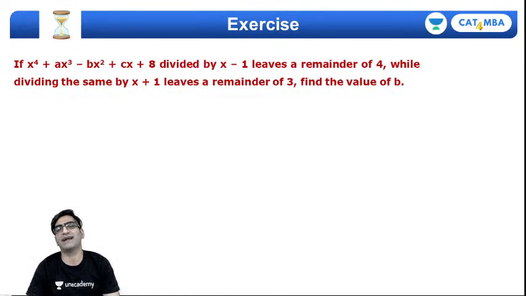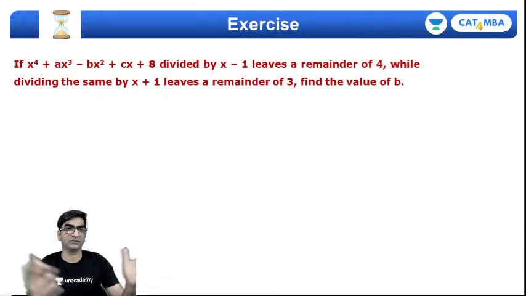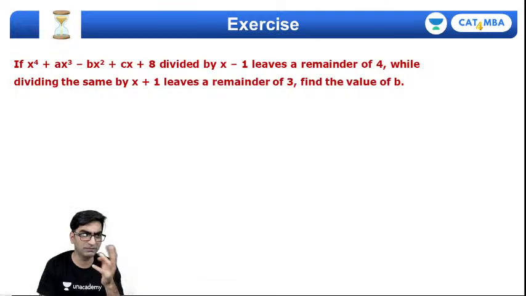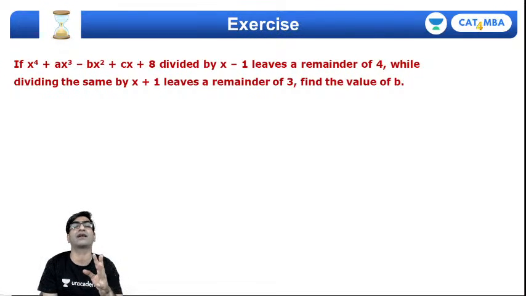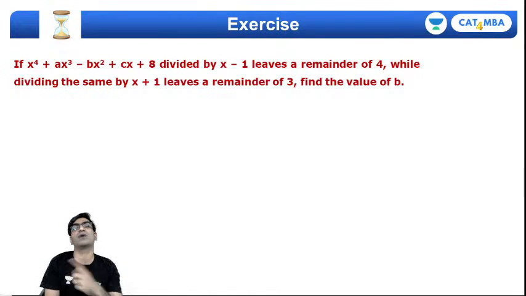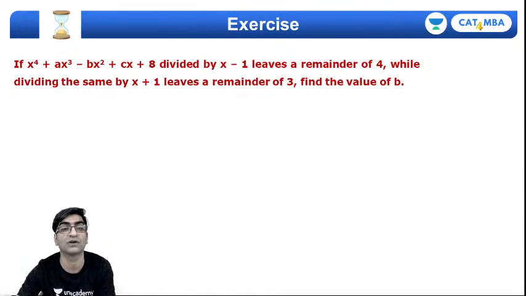Instead, this kind of question uses our understanding of factors and roots, right? What you know is that this expression is a degree 4 polynomial, but it has 3 unknown constants: a, b and c, all 3 are unknown. But when this polynomial is divided by x minus 1, I know that the remainder is given as 4.